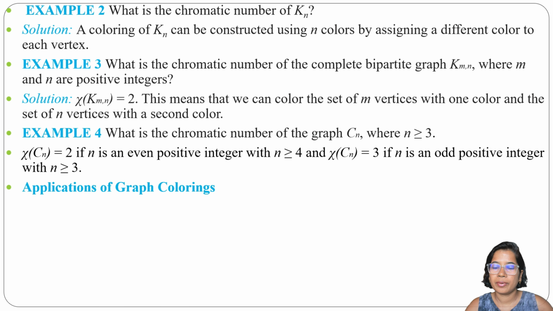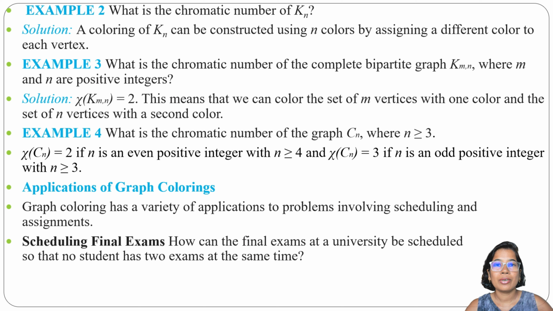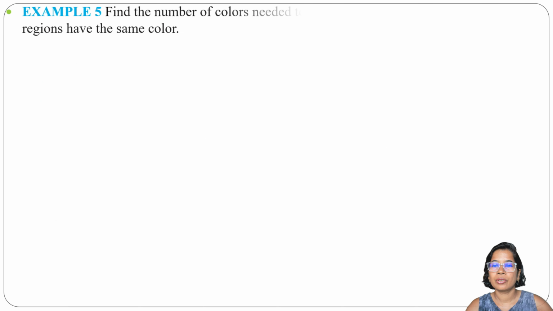Next, application of graph coloring. Graph coloring has a variety of applications in scheduling and assignment. For example, scheduling the final exam. How can the final exam at the university be scheduled so that no student has 2 exams at the same time? Or frequency assignment: how are the television channels assigned to stations in North America so that no 2 stations within 150 miles can operate the same channel? So generally for scheduling or assignment we use graph coloring.